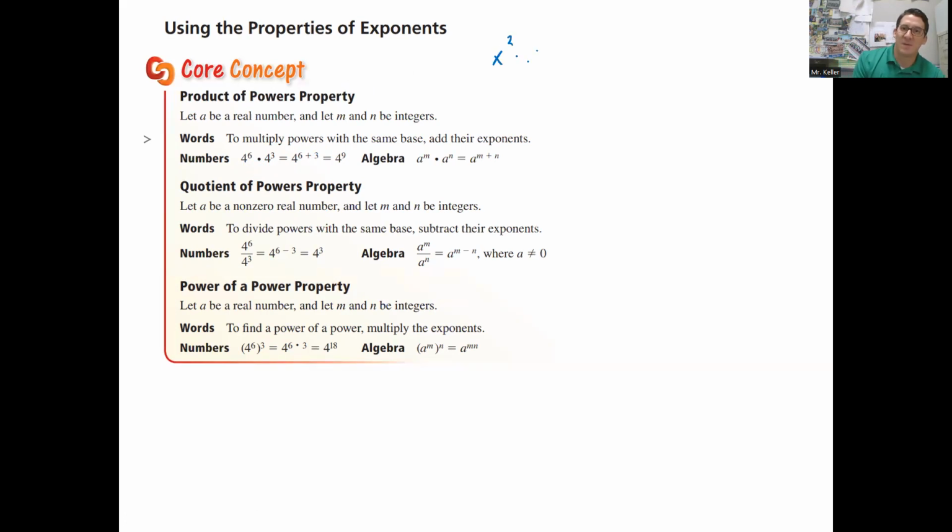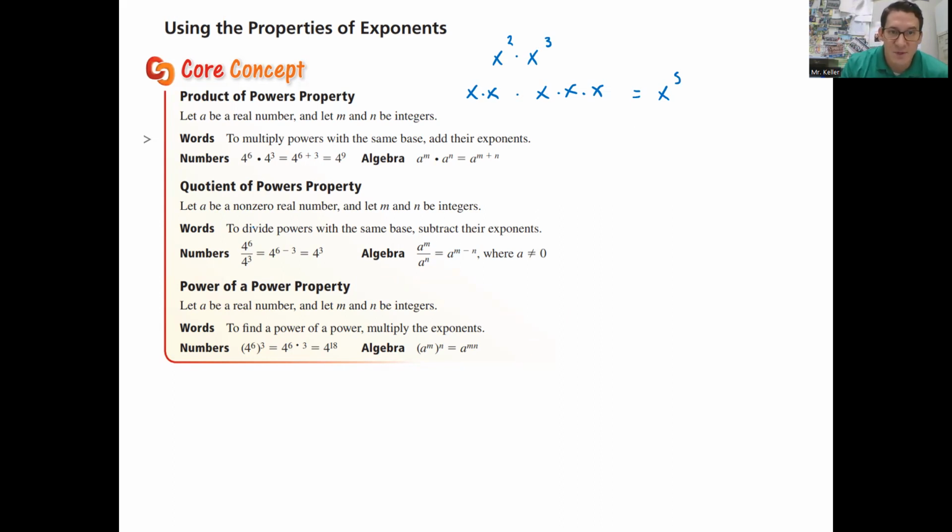X squared times x cubed. All right. If we were to expand that, x squared is x times x. X cubed is x times x times x. And then we have 1, 2, 3, 4, 5 x's multiplied total. So that's x to the 5th, or 2 plus 3. So that's why the addition works there.